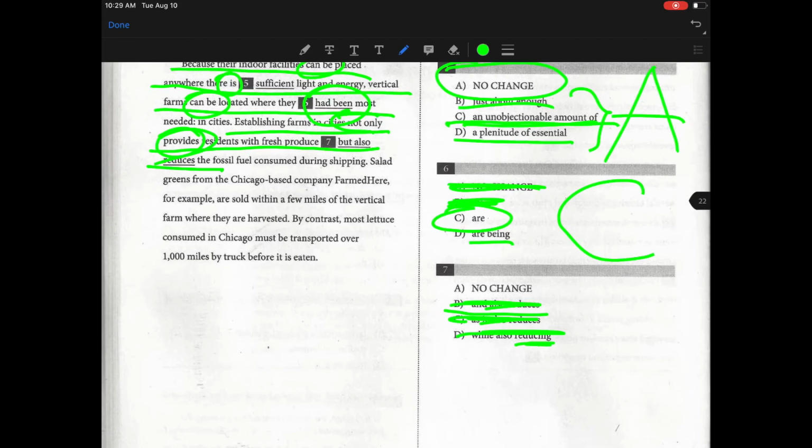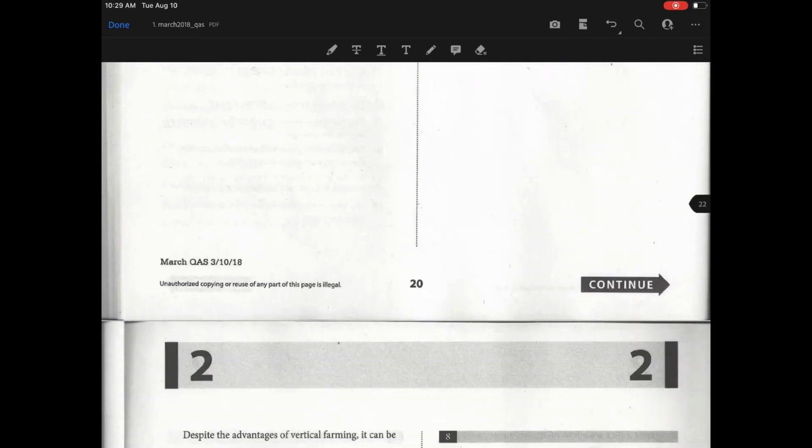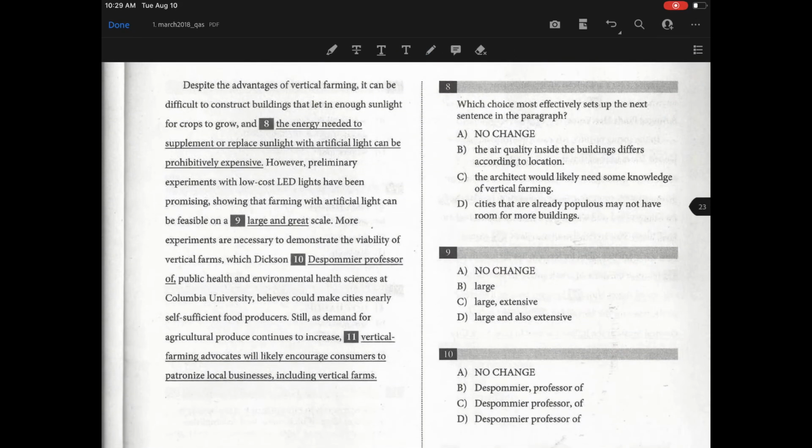So in this case, I just go with A, no change, because this construction is parallel to the original setting in the sentence. Establishing farms in cities not only provides, but also reduces. Okay, so it works just fine for me. I'm going down. Question 8.